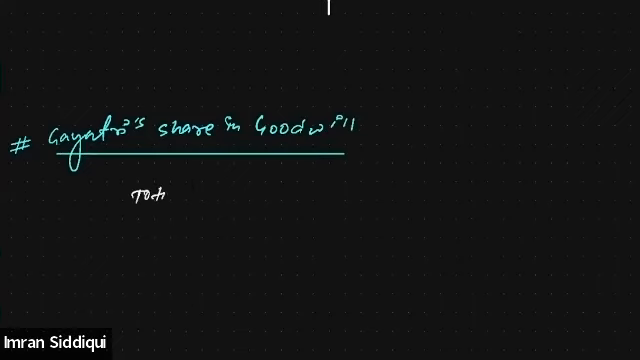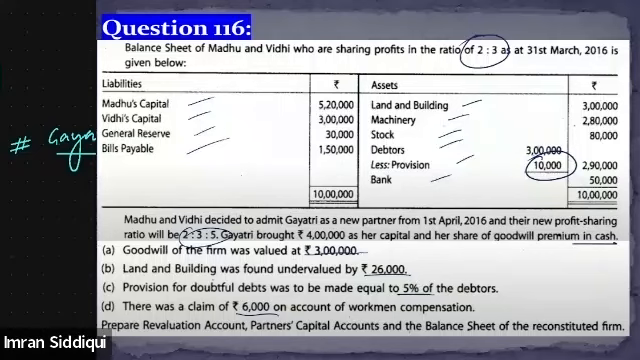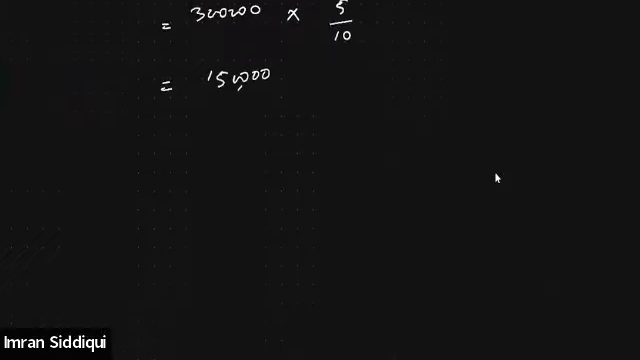Gayatri's share in goodwill. As the total goodwill of the firm is already given in the question, we just need to multiply the total goodwill of the firm with Gayatri's share. Total goodwill of the firm is 3 lakh, and we multiply this with Gayatri's share. The ratio is 2:3:5, that means Gayatri's share is 5 by 10. So Gayatri's share of goodwill will be 1,50,000, right?